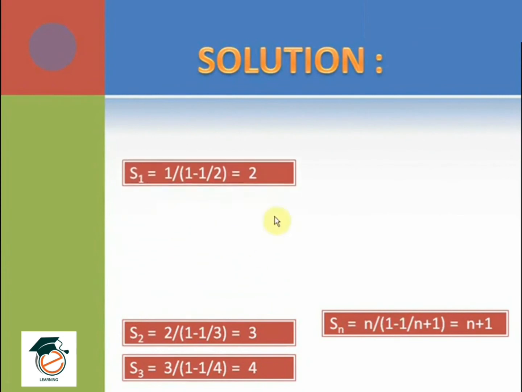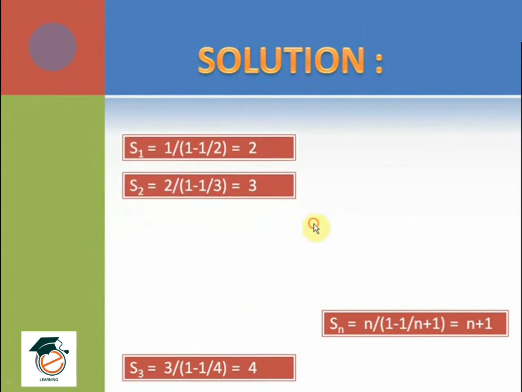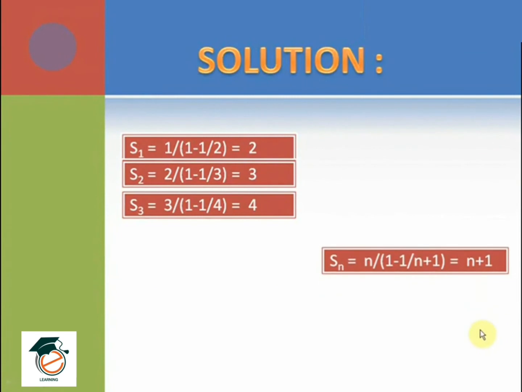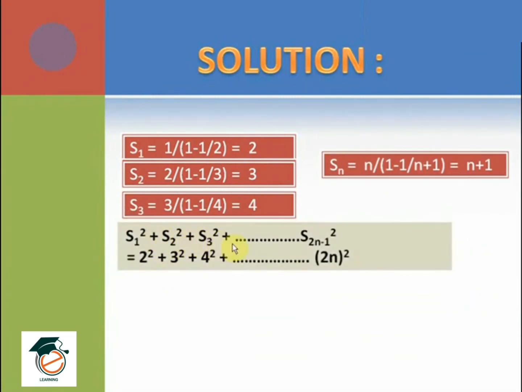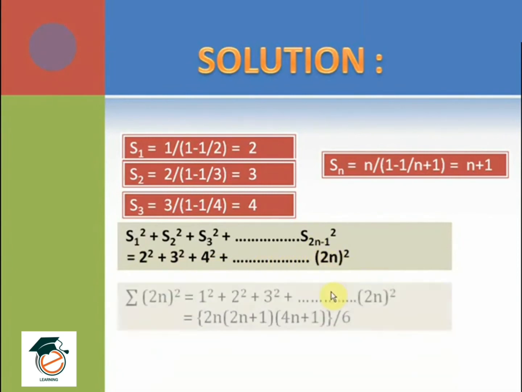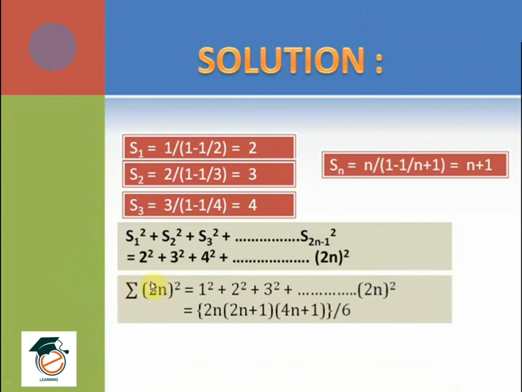Now S1 is 2, S2 is 3, S3 is 4 and Sn is equal to n plus 1. Now S1 square plus S2 square plus S3 square and so on up to square of S of 2n minus 1 would be 2 square plus 3 square plus 4 square and so on up to 2n whole square. Now we also know that the sum of 2n square would be equal to 1 square plus 2 square plus 3 square and so on up to 2n whole square, and this would be 2n into 2n plus 1 into 4n plus 1 whole divided by 6.